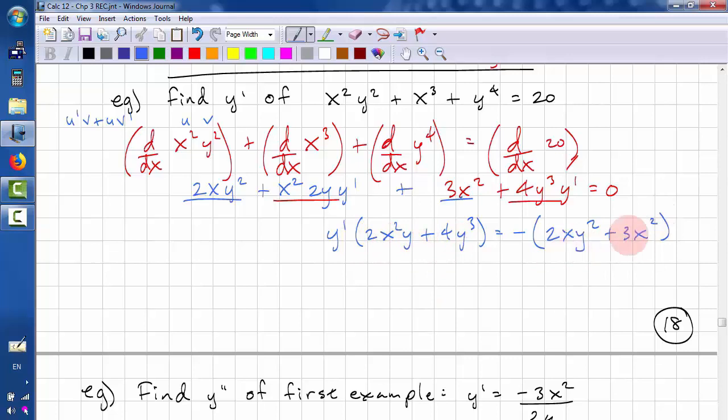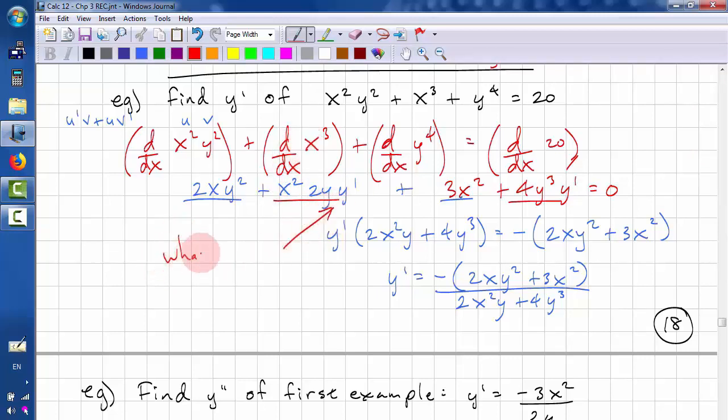And now we divide this side by this factor. So y prime equals negative 2xy squared plus 3x squared over 2x squared y plus 4y cubed. Okay, if you didn't want to do the brackets, you can just do minus this, minus that. So as I said, we want to think of it as dy dx, d dy, but this is what we do, because it's easier to read.